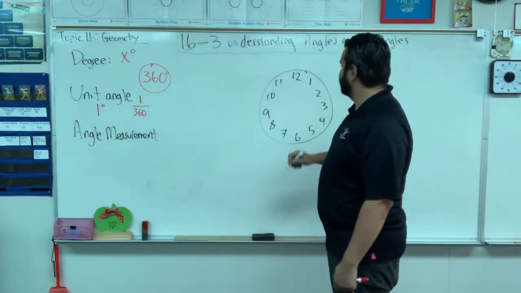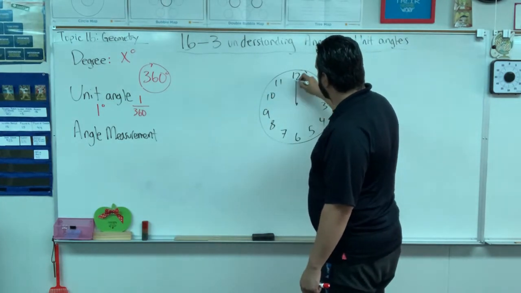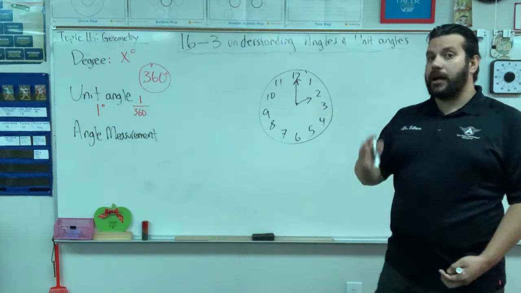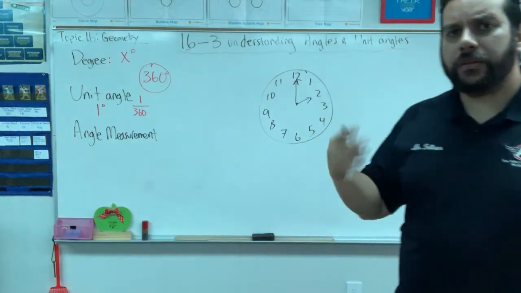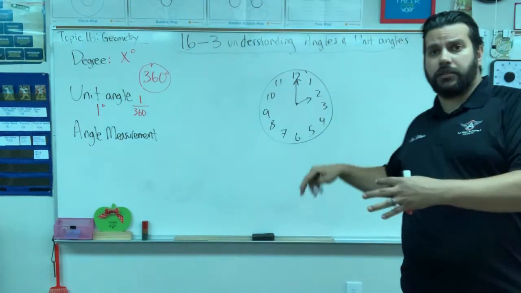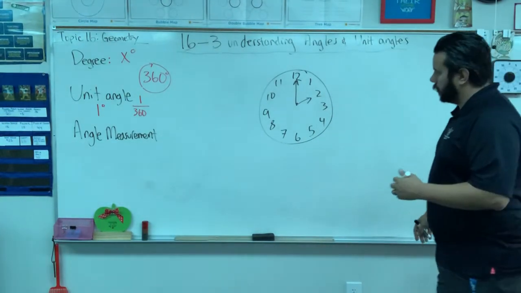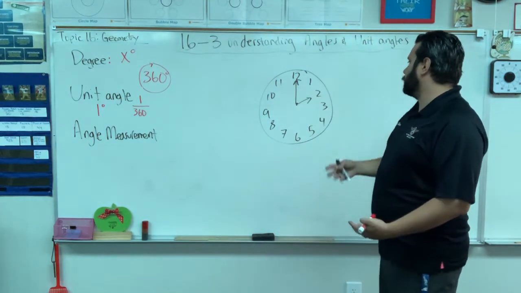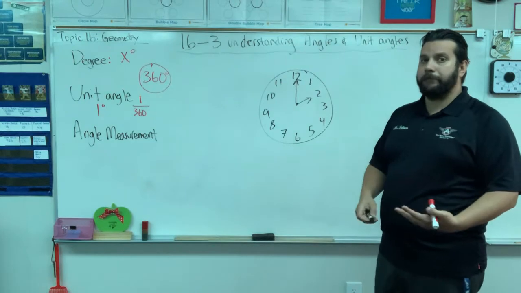A clock. Okay. All right, so a clock is a circle. How can we figure out angles on a clock? Well, I know it's 360 degrees, okay? But I don't know how many times yet it's been cut.